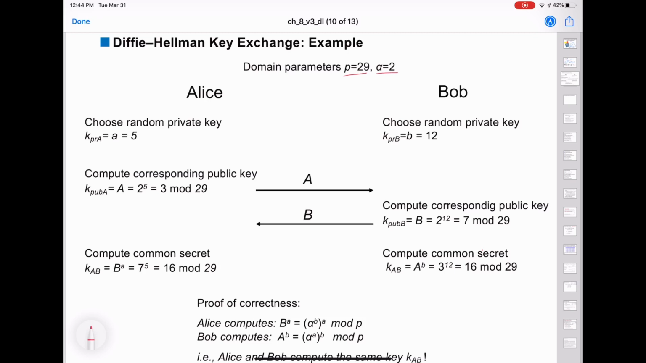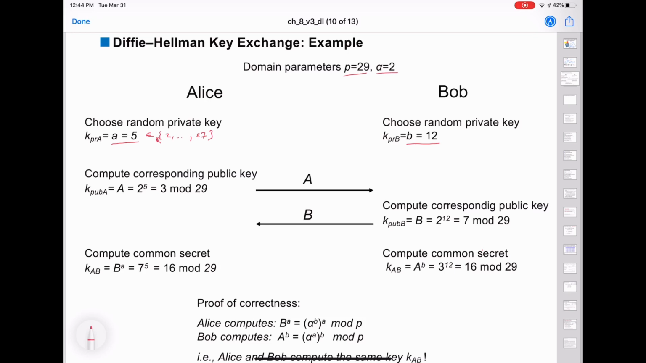Alice is choosing her private color, let's say A. A is 5 from the set of 2 till P minus 2. P minus 2, it means what? 27. Any number between 2 till 27. She randomly chooses a random number, it comes up 5. Similarly, Bob chooses his own color B, which is 12. Now before they are communicating, they have the base 2 and 29.